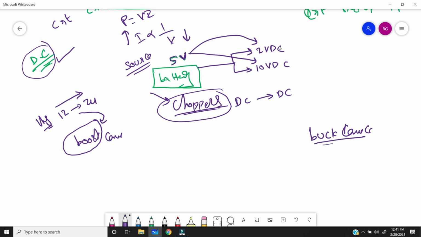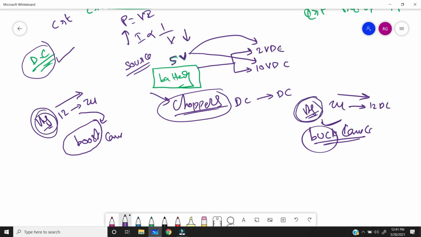Coming to the buck converter, it is also depending on voltage only. If you want to convert 24 volts into 12 volts DC, here you are decreasing the voltage. So decreasing means buck. Okay. That's why this name indicates the buck converter. So like the transformer, these two names also depend on voltage only. Okay. What about current? If you increase the voltage, current will decrease, right? So here it is known as a voltage boost converter. When coming to the current, it is a current buck converter.